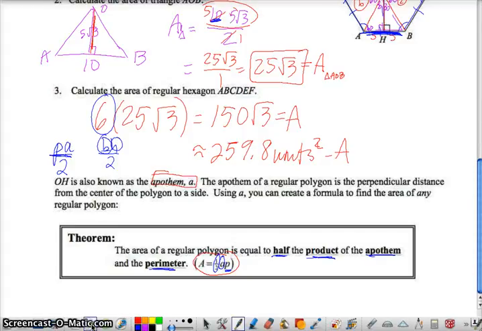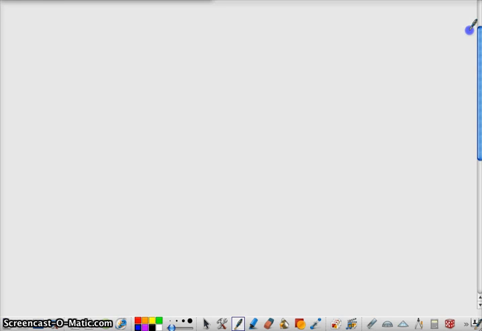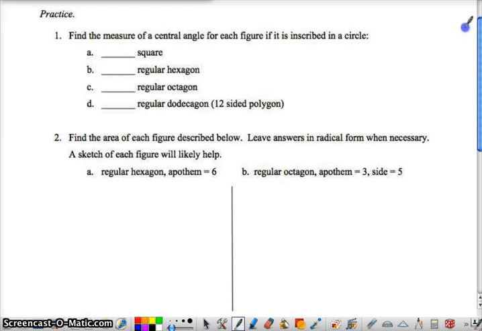Okay, moving on. So now we're going to use that formula to solve for these problems. So go ahead and take some time. Maybe you want to pause now and fill some of this out, and then unpause and we can go back through it. So first you're going to find the measure of a central angle for each figure inscribed. So you would draw the figure, and you're drawing the center and you're making 4 triangles in there.